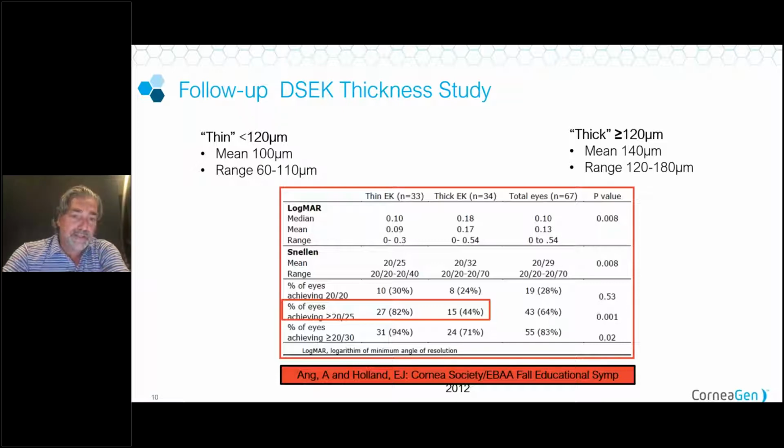And just in this small study, you could see the ability to achieve better than 20/25 vision was about twice as good in the thin group. It was only 30-something patients in each group, but 82% were 20/25 or better in the thin category versus only 44% in the thicker category. So we were already starting to see that improvement in visual recovery going to thinner DSEK tissue. Next slide.